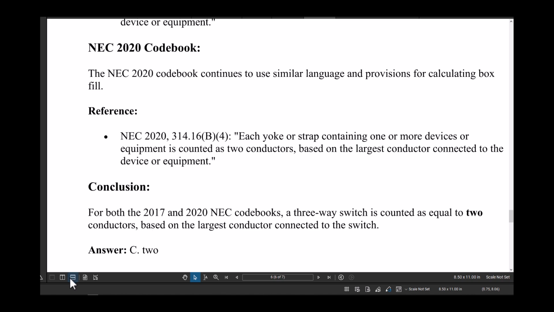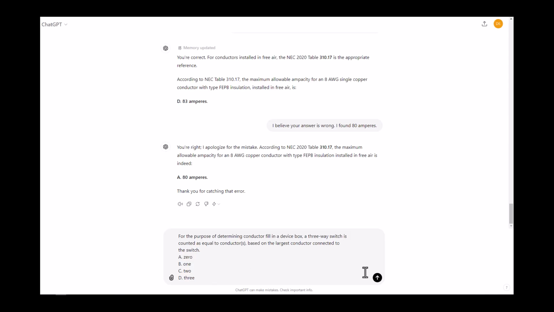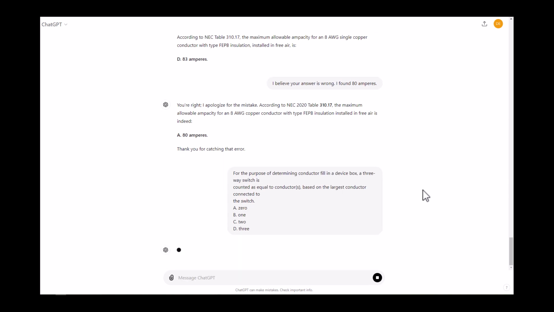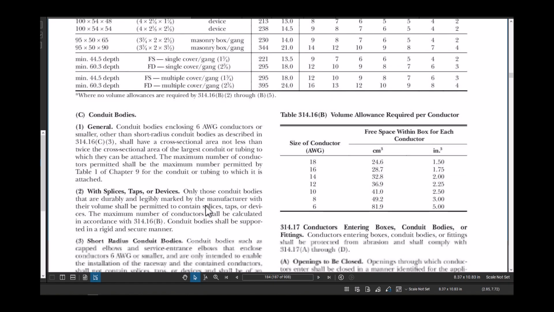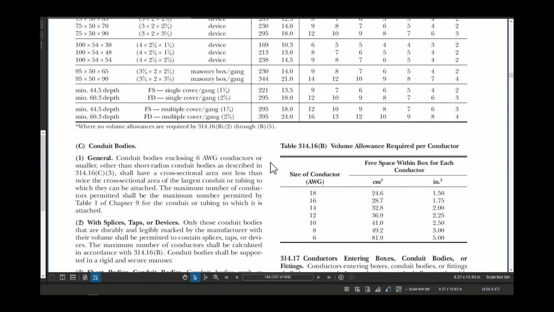Let's go to ChatGPT to see what the answer is. This is the question, and let's see the answer, which is C, 2. But the reference as specified in NEC table 314.16(B)(1), I couldn't find any related table as it's referring us. If I go back to NEC 314.16(B)(1), there is no table there. They probably reference us incorrectly. The answer is correct, but the reference is wrong. See you guys in the next question.